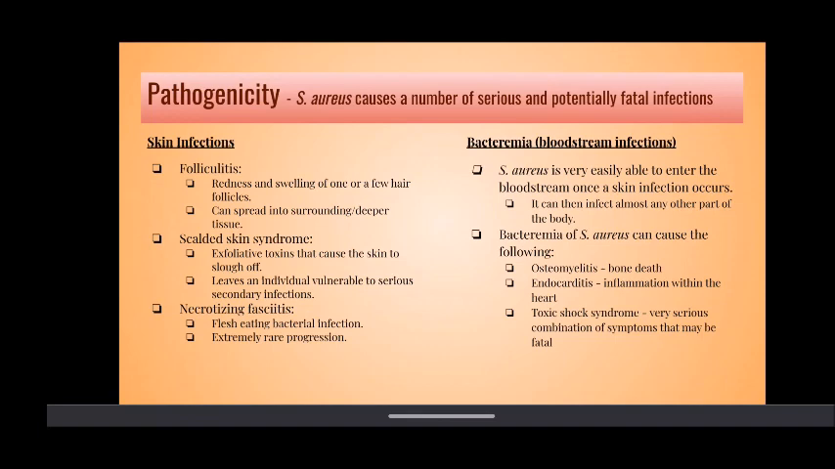And then necrotizing fasciitis is a development of different skin infections from Staph aureus, specifically from methicillin-resistant strains. It is very rare and is known as flesh-eating bacteria. Bacteremia, which are bloodstream infections, are also very common with Staph aureus. Anytime you have a skin infection, you will take blood samples to see if it has infected the blood, and it can cause a number of serious syndromes, illnesses, and diseases such as osteomyelitis, endocarditis, and toxic shock syndrome, which can be fatal.